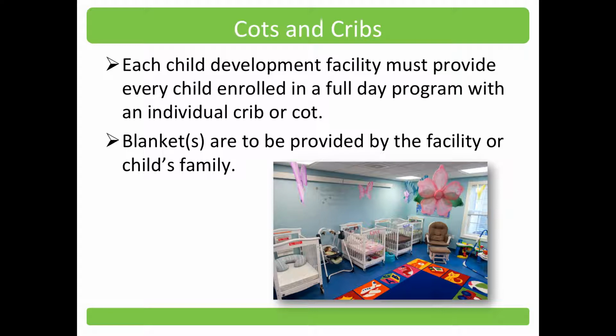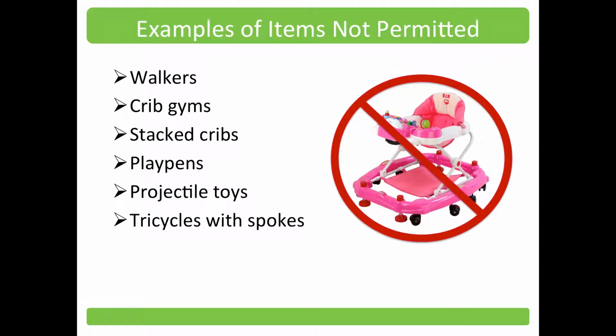Cots and cribs. Each child development facility must provide every child enrolled in a full-day program with an individual crib or cot. Blankets are to be provided by the facility or child's family. Examples of items not permitted: walkers, crib gyms, stacked cribs, playpens, projectile toys, and tricycles with spokes. If you have any questions on restricted items for your home site, please contact your licensing specialist.